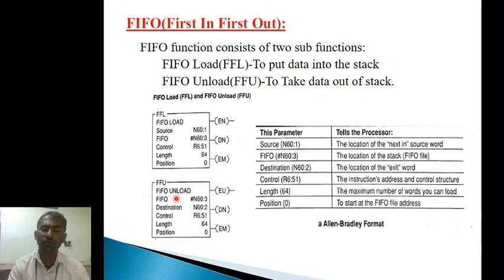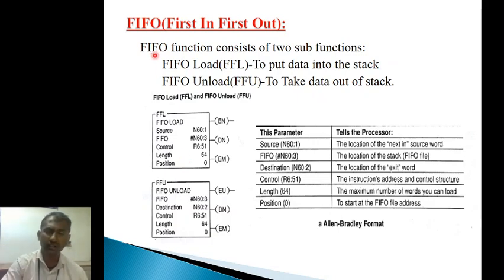So FIFO load means take the data from any stack. That's why we have to know what the source is and what the length of the data we want to take is, and some other parameters, that means control, position, etc. In a similar fashion, when we unload the data, we have to consider the destination register to which we send the data present in the stack, and the length of that data, and the position and control.